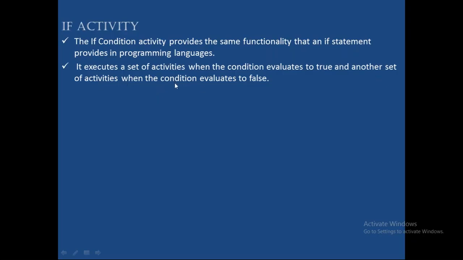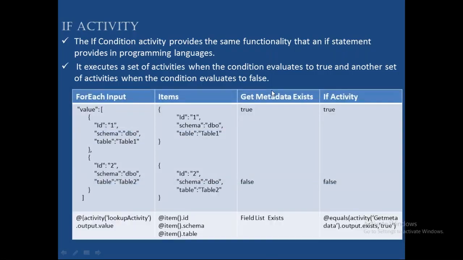Another set of activities when the condition evaluates to false. If the if condition returned false, then you are going to use another set of activities. Example, in today's session, we are going to execute a wait activity if we get false. Now you see here, if it returns true, my if activity also will return true. If it returns false, my if activity also will return false.